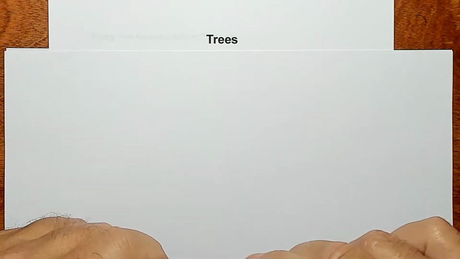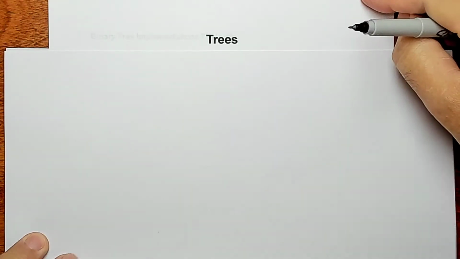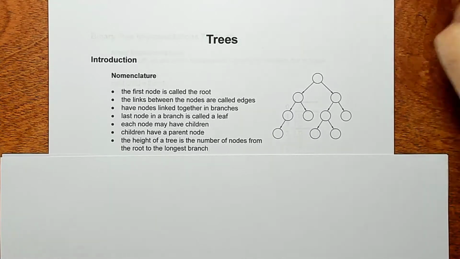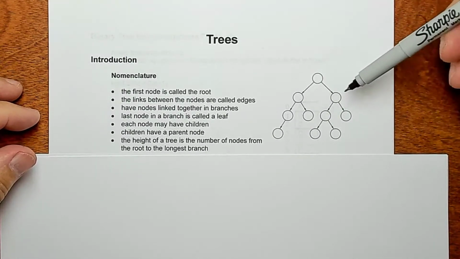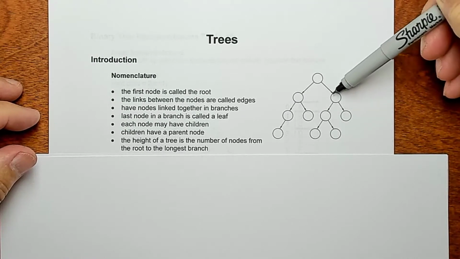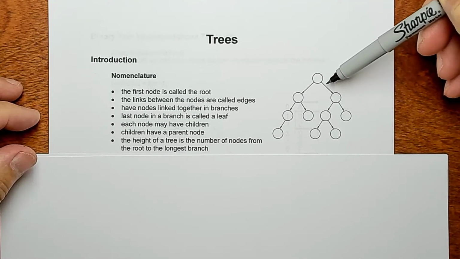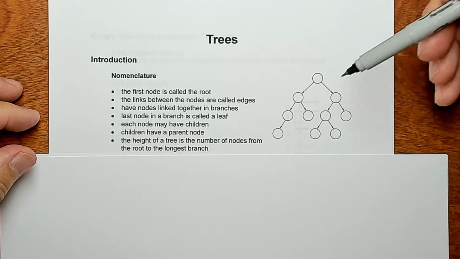Welcome back. Let's talk about trees. We'll start off with some nomenclature. So here's a little tree. The little circles are called nodes, and the arrows pointing between circles are called edges, or sometimes they're called links.